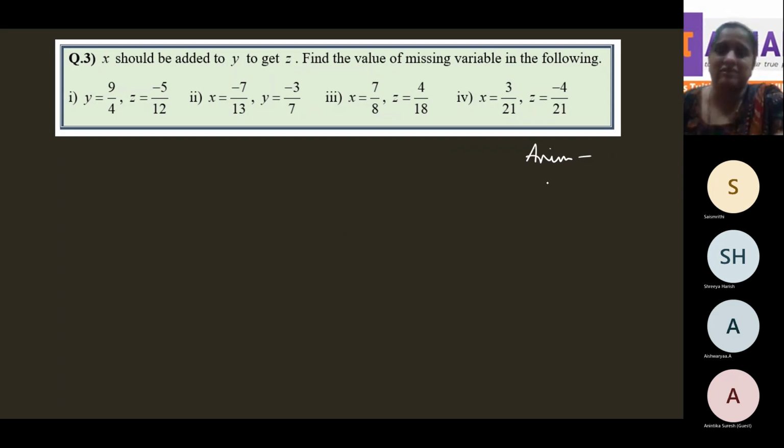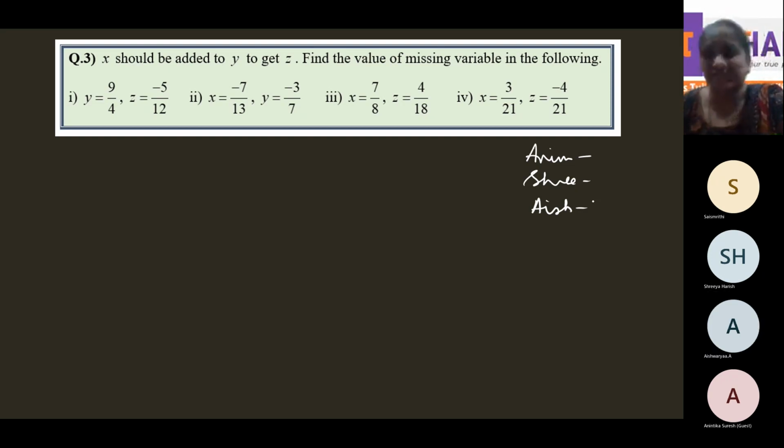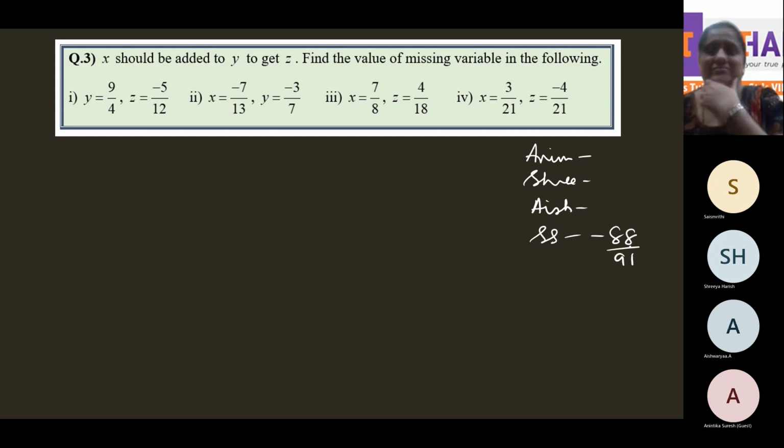Okay. Don't mind when I don't write your names completely, children. Yes, Shriya, your answer? I'm still working, ma'am. Okay. Aishwarya? Ma'am, just 1 second. Okay. Sai Smriti? Minus 88 by 91. Okay.